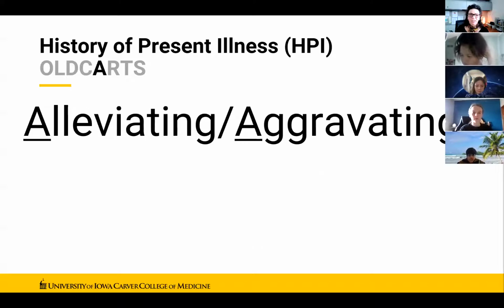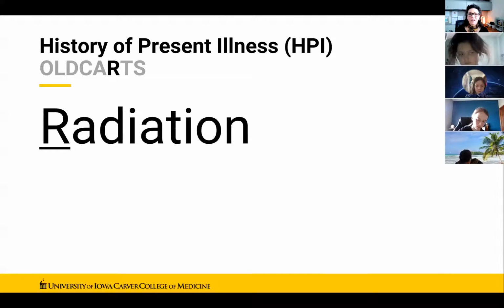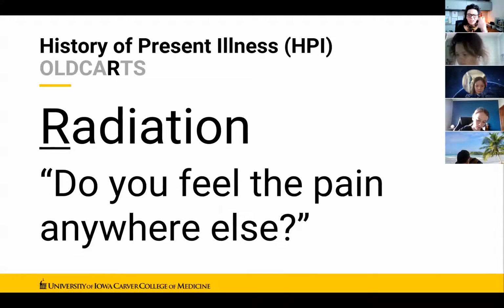Then A in OLD CARTS stands for alleviating or aggravating. Those are fancy words to say, does anything make it feel better? Does anything make it feel worse? And R stands for radiation. Radiation means it starts in one place, but does it go anywhere else? Maybe you feel it in your head, but does it go anywhere else, like your neck or your chest or your shoulders or your back?